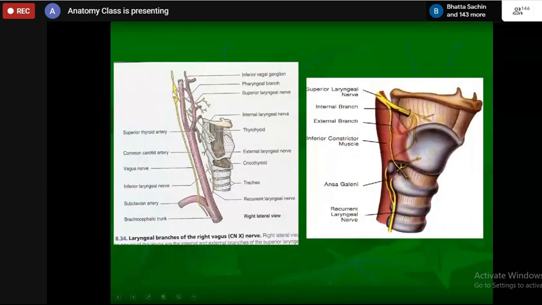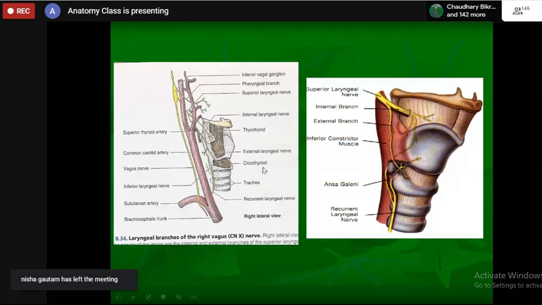Now see this one. The internal laryngeal nerve was already covered in the larynx class. This one is the vagus. This one is the superior laryngeal nerve. The superior laryngeal nerve is a branch of the vagus, which is further divided into the internal and the external. The external is the motor supply to the cricothyroid. The internal laryngeal nerve pierces the thyrohyoid membrane and supplies the mucous membrane of the larynx above the vocal fold.